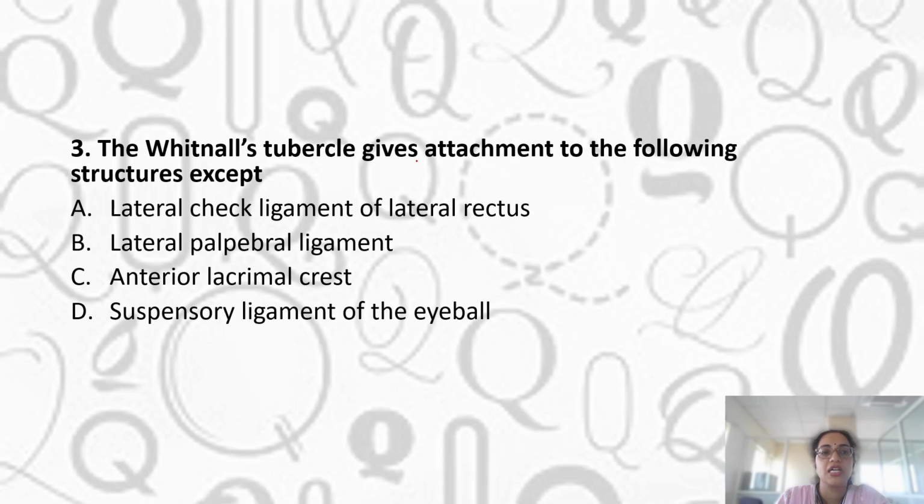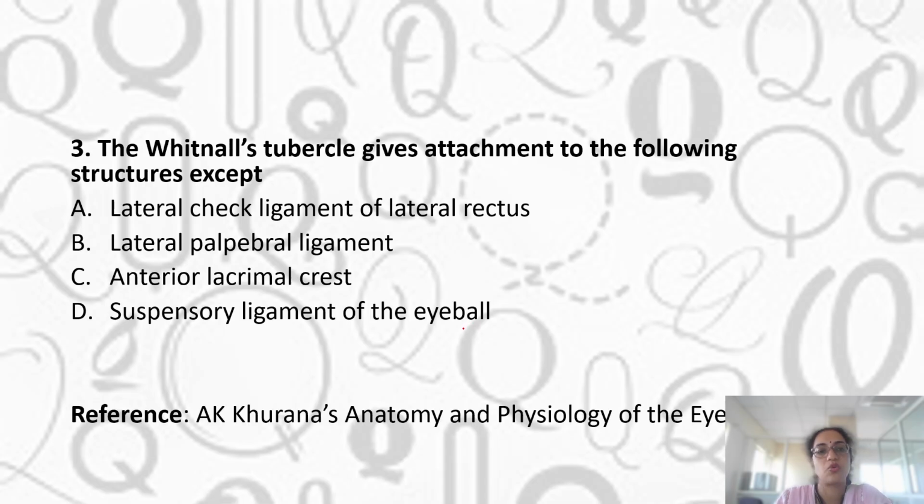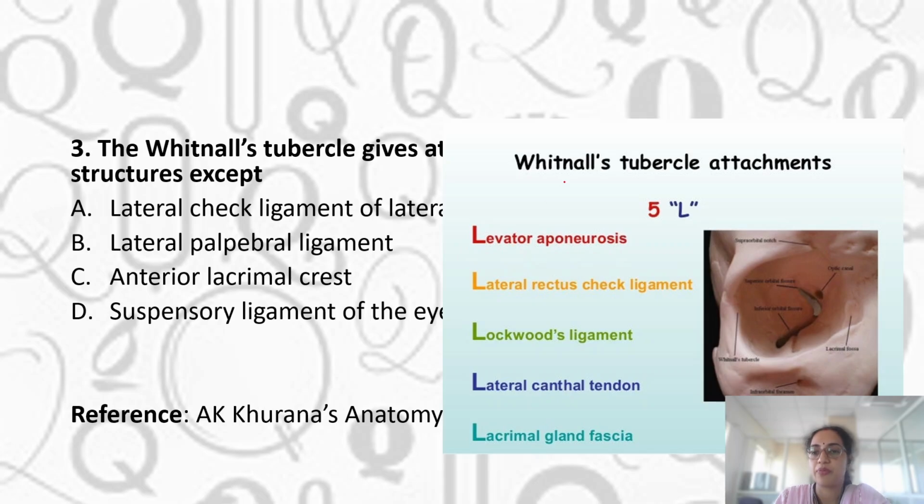Okay. The Whitnall's tubercle gives attachment to the following structures except: lateral check ligament of the lateral rectus, lateral palpebral ligament, anterior lacrimal crest, and suspensory ligament of the eyeball. The answer here is lacrimal crest. So what is this Whitnall's tubercle? It's an important landmark in the lateral wall of orbit. It's a small elevation that is seen in the lateral wall of orbit.